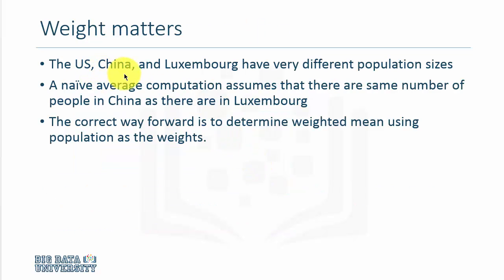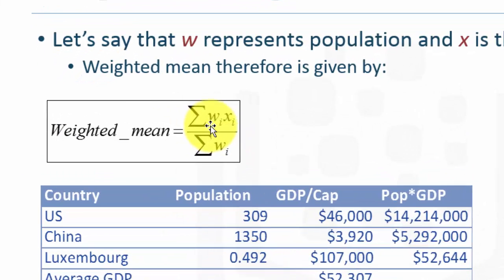You see, the three countries have very different population sizes, and therefore a naive aggregation would result in a wrong inference and wrong statistics. The correct way is to weight the average per capita GDP by the population for each country. The formula for weighted mean is presented here.